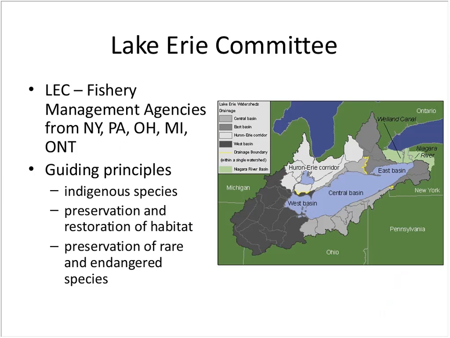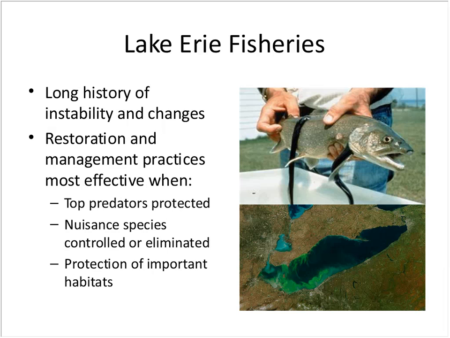The Lake Erie Committee is an organization made up of four surrounding states, Michigan, Ohio, Pennsylvania, New York, and, of course, Ontario, Canada. What they're trying to do is keep Lake Erie as a quality habitat by protecting things like native species and preserving habitat, as well as trying to keep invasives out and preserve endangered species. The lake trout populations have been declining, and the invasion of the sea lamprey is a major reason why. One of Lake Erie's long histories of instabilities is that we keep having invasives come in, we have habitat segregation, and water quality issues. According to the LEC, they want restoration and management practices to take the system as a whole and protect top predators and keep invasives out while protecting the habitat, trying to keep all of that together, not just looking at one aspect.